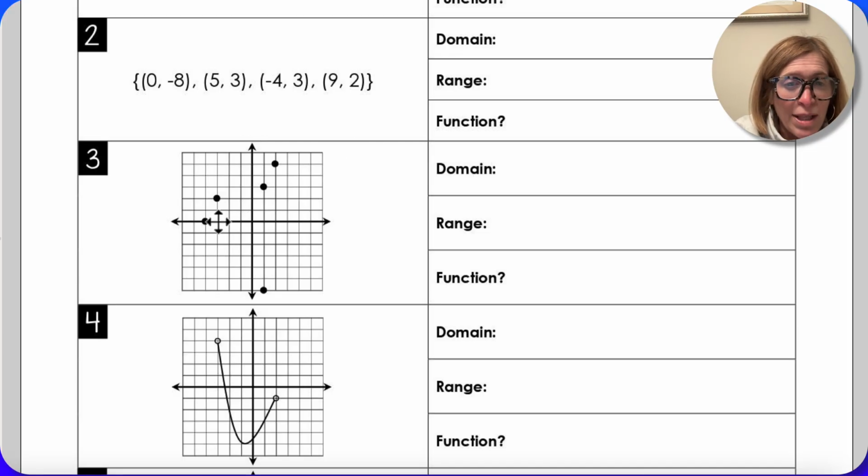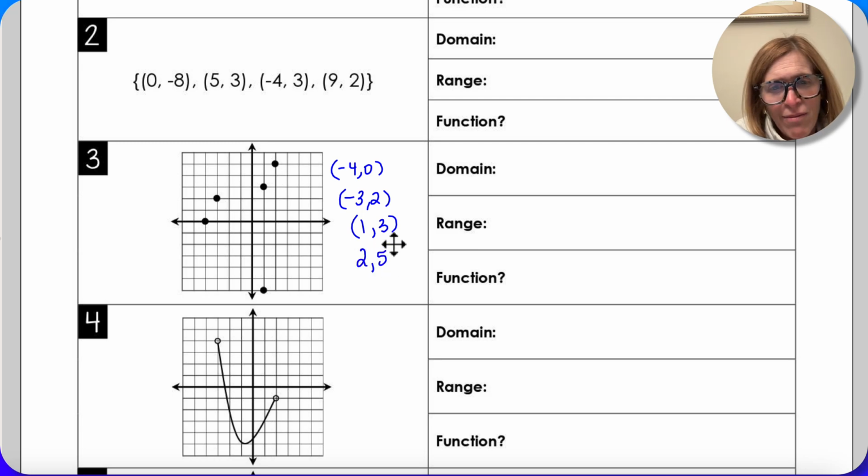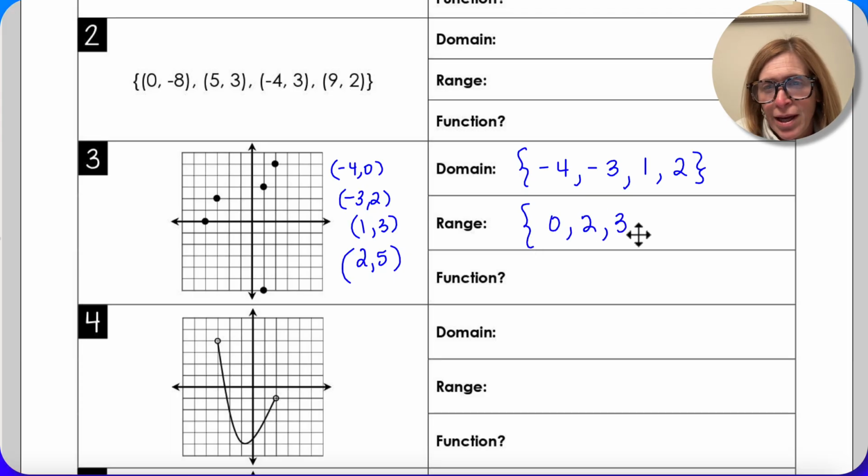So this is 1, 2, 3. This is -4, 0. This one is -3, 2. This one is 1, 3. And this one is 2, 1, 2, 3, 4, 5. Okay, so I have my ordered pairs. So my domain would be my x values. My range would be my y values. All right, so let's see. And these are actually in order. So my domain would be -4, -3, 1, and 2. And my range would be, let's see, 0, 2, 3, and 5.